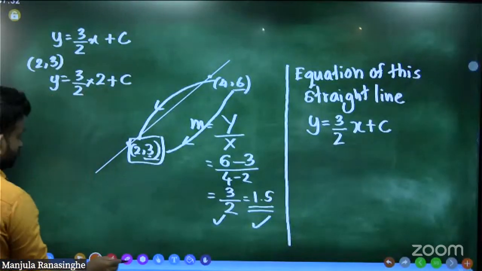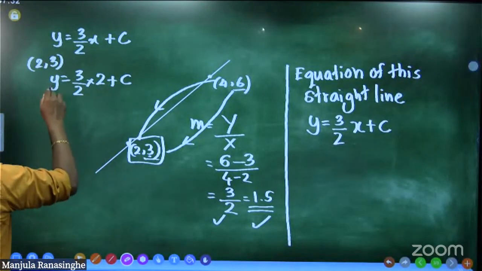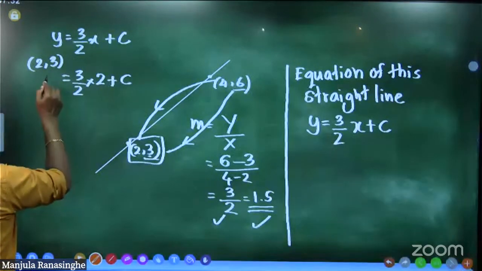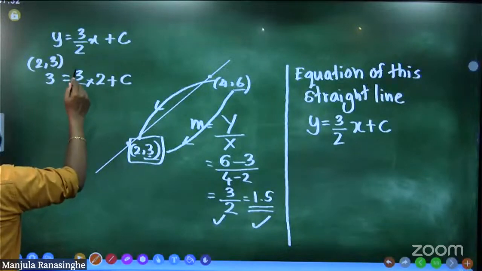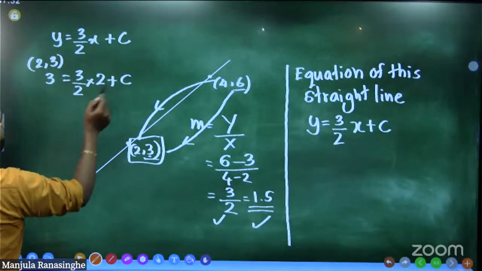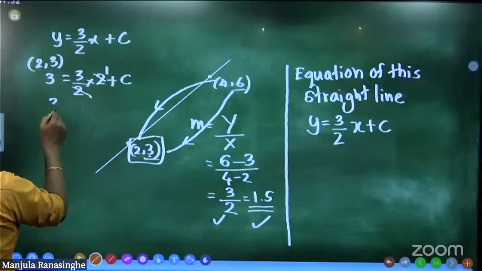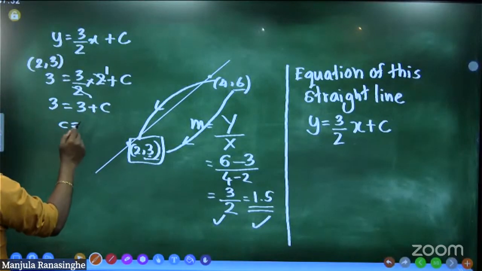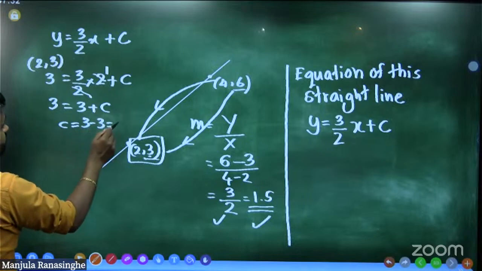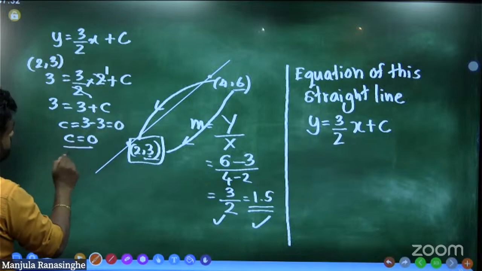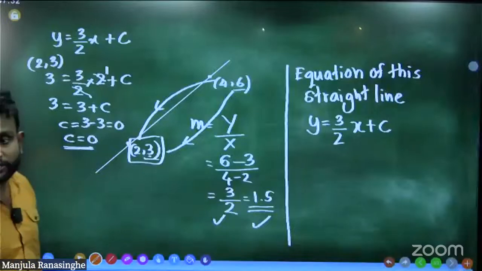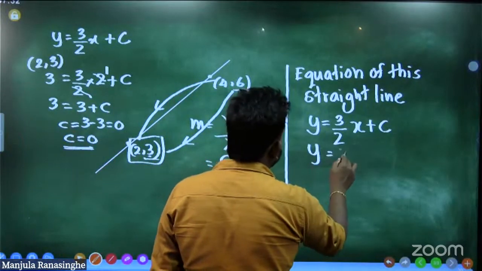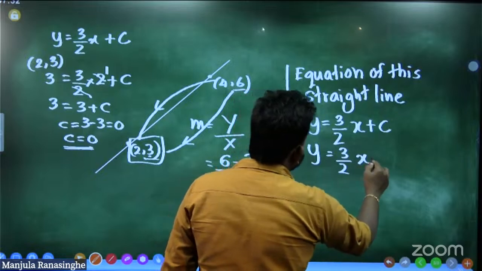For y, now you substitute y as 3. And here 3 upon 2, x as 2, plus c. Now you can see the 2s cancel. Then 3 equals 3 plus c. Now make c the subject. 3 subtract 3 comes as 0. Now it shows c equals 0. That's how you determine that c equals 0. Then the answer is 3 upon 2 x. Only the c part is not there.